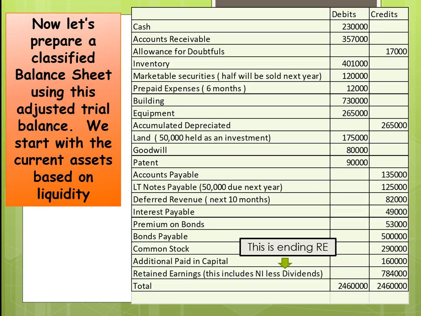Now let's prepare a classified balance sheet using this adjusted trial balance. We start with current assets based on liquidity. Whenever I'm doing a problem like this, I like to check things off as I use them, because whenever you're going from a trial balance to the financial statements, you only use the information once. Now in this example, which is not normally what you would see on an adjusted trial balance, we have rolled up net income minus dividends into retained earnings. So therefore we can use that number on the balance sheet.